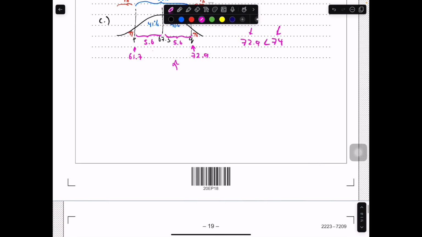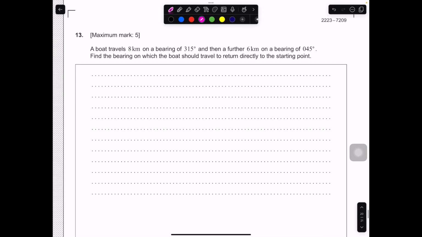All right, last one. Made it. Just about there. 5-mark question, final question. Often they're quite challenging. I imagine this one is no different.